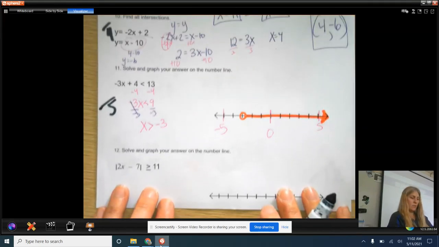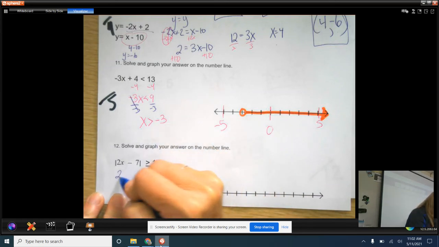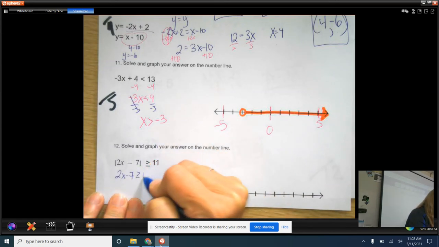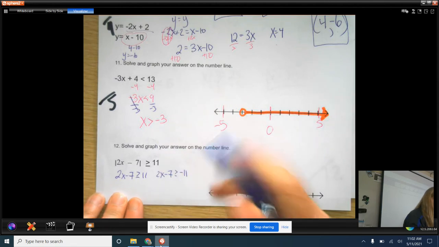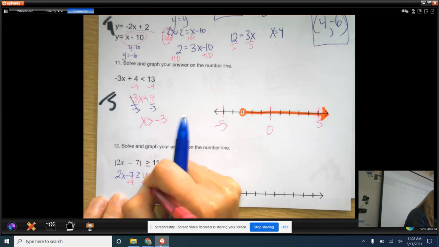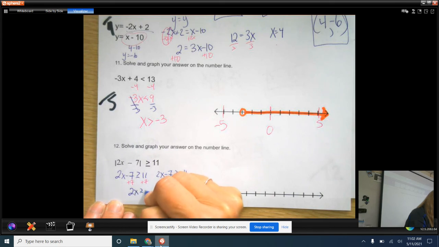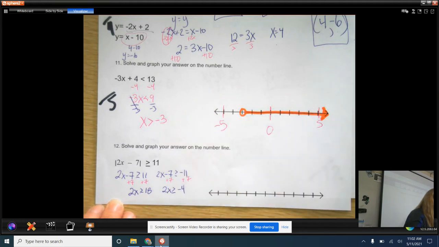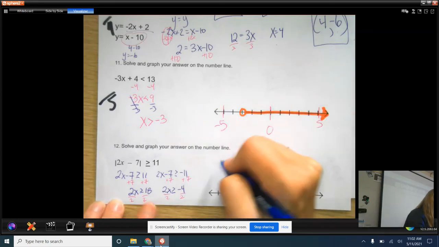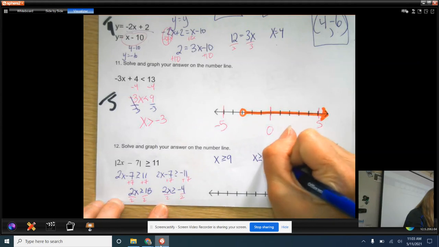Okay, and this last one is an absolute value. So once again, we're going to split it into 2. So we have 2x minus 7 is greater than or equal to 11. And 2x minus 7 is greater than or equal to negative 11. So we're going to add 7 to both sides. And we have 2x is greater than or equal to 18. And 2x is greater than or equal to negative 4. And we're going to divide both sides by 2. And we have x is greater than or equal to 9. And x is greater than or equal to negative 2.